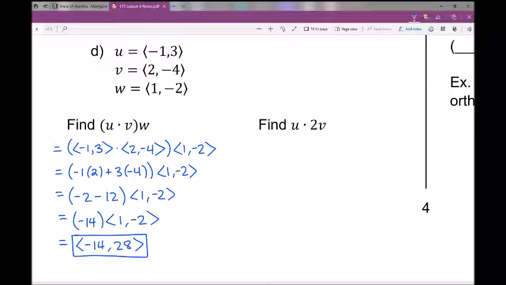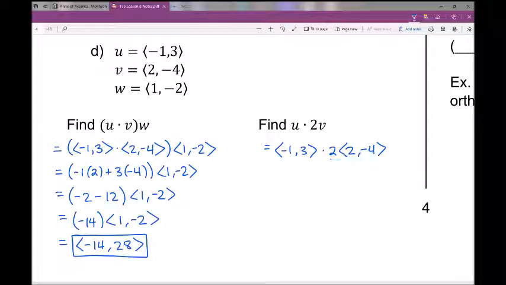expression of vectors. Okay, now let's try one where we do a scalar multiplication first and then dot it with a vector u. So we have vector u dotted with 2 times vector v. So let's go ahead and sub in our vectors. So we have negative 1, 3, dotted with 2 times 2, negative 4. So just like with numbers, you want to do this multiplication first, okay?